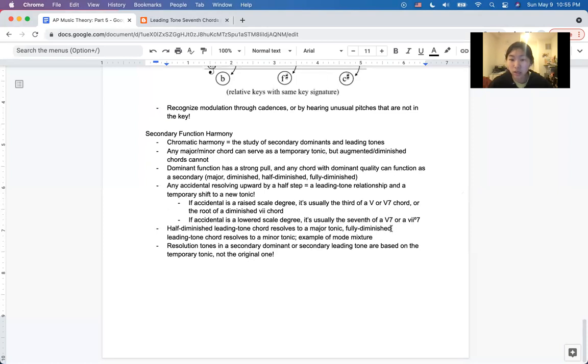And this is also an example of mode mixture, which is, as we mentioned, when you mix the minor and major notes of parallel major and minor keys. Resolution tones in a secondary dominant or a secondary leading tone are generally based on the temporary tonic, not the original one. So you definitely want to keep that in mind when you're writing in your FRQs.